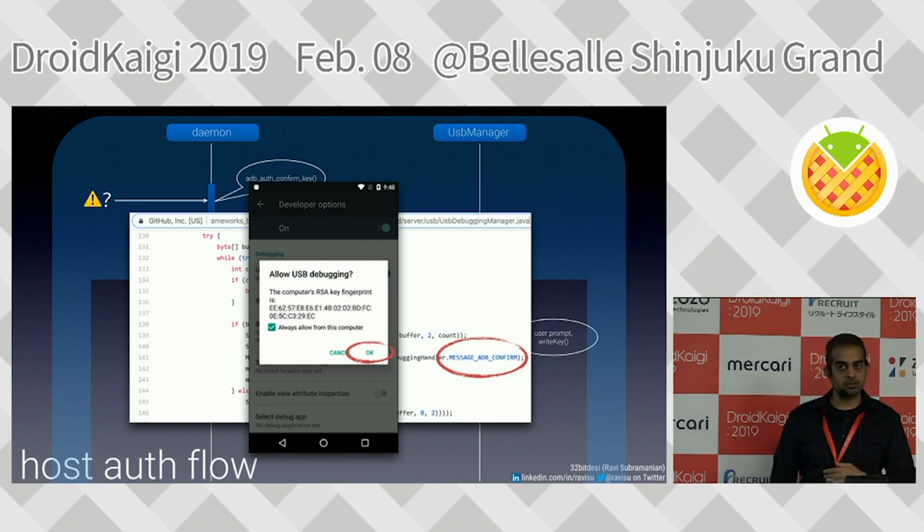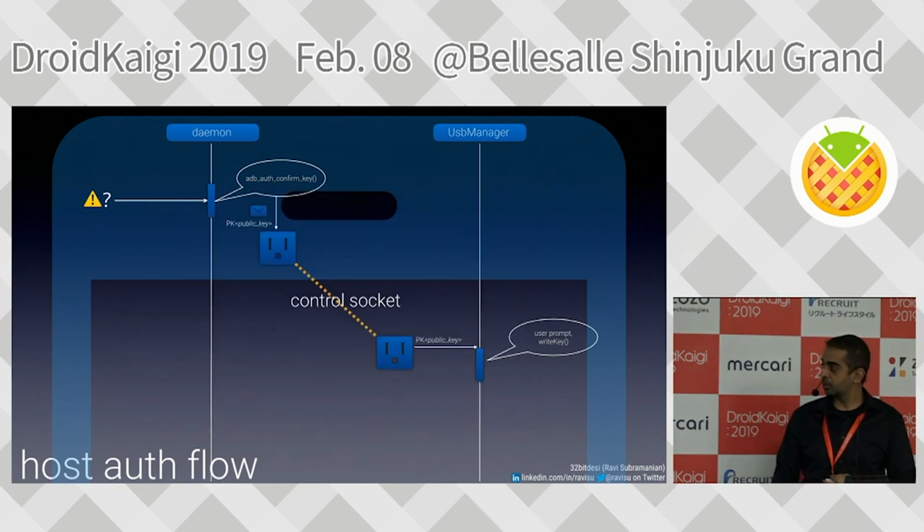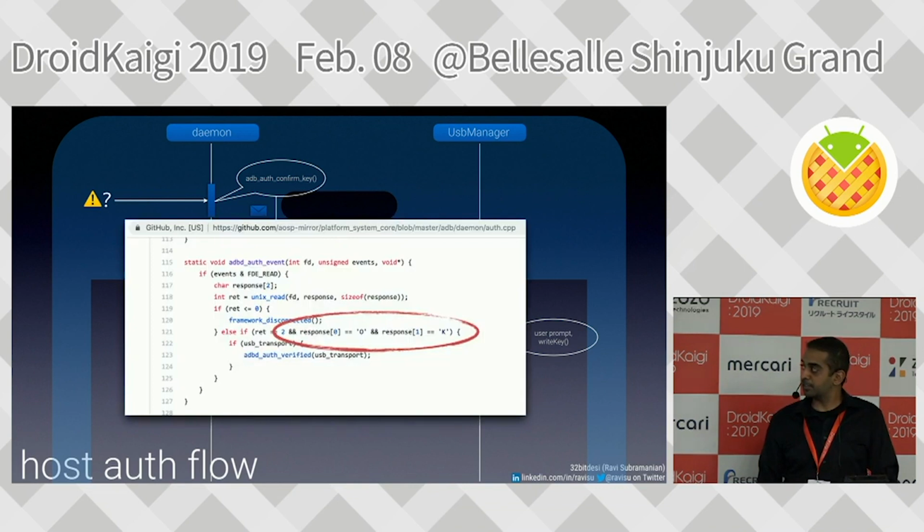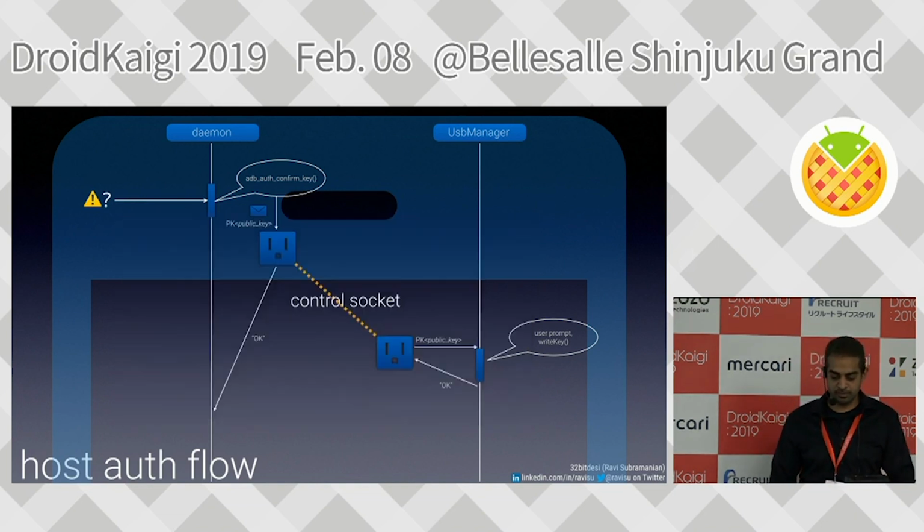So now let's say you're a good developer, so you say, okay. What happens then? Well, literally the two letters O and K get written back into that socket. And then they make it back over to the daemon. And the daemon, this is inside auth.cpp on the daemon side, literally checks the two letters O and K and says, all right, it sounds like the user wants to hold on to this public key. So let's write it to disk and save it. So basically it says auth verified at that point.